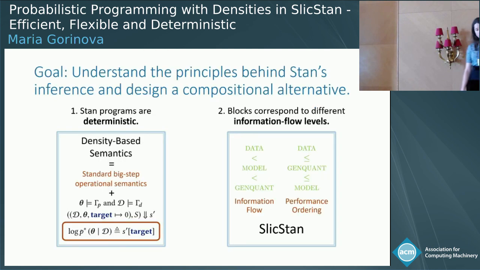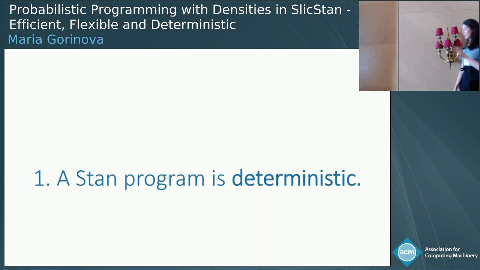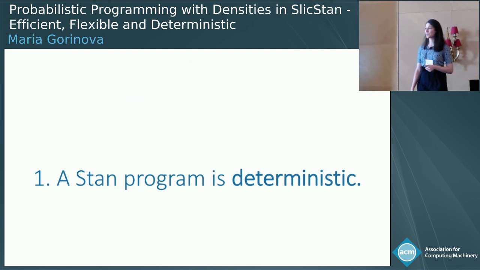And there are two key insights that made this work possible. One is that a Stan program is actually deterministic, which led us to formally specifying a density-based semantics for Stan. And the other one is that blocks correspond to different information flow levels, which led us to the development of SlicStan, a blockless version of Stan. So now to the first insight, a Stan program is deterministic. What, aren't we in the probabilistic programming session? How is the Stan program deterministic?